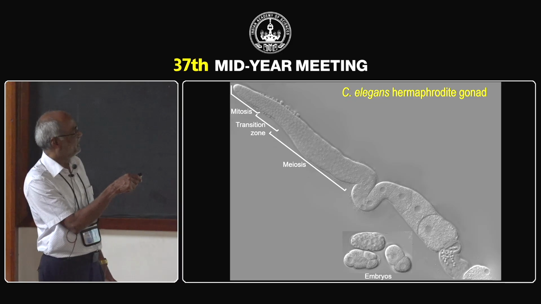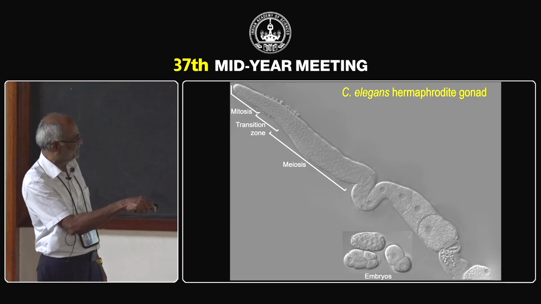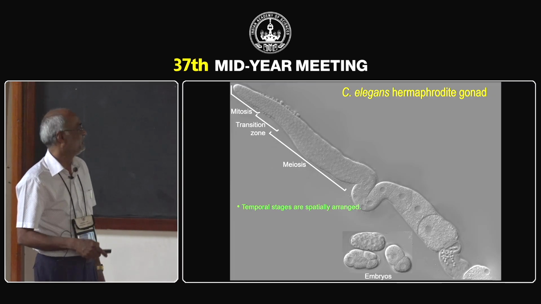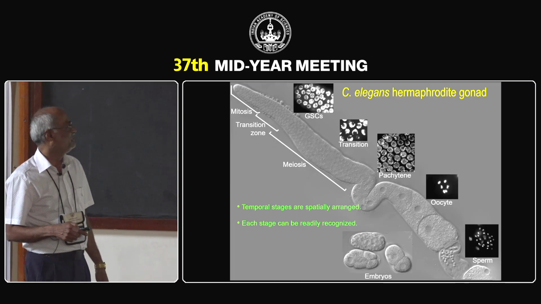So here you have the mitotically proliferating cells, here progressively in different stages of meiosis, and these are the oocytes and these are the embryos. Okay, so I'll skip these.